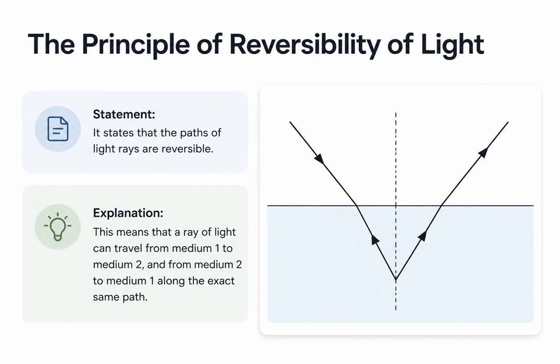An elegant property of optics is the principle of reversibility of light. It simply states that the paths of light rays are perfectly reversible. If a light ray travels from medium 1 into medium 2 and bends along a specific path, a ray originating from medium 2 and sent back along that exact refracted path will emerge into medium 1 along the original incident path. The geometry works identically in both directions.